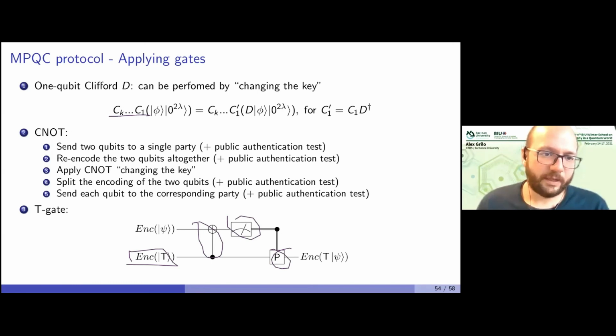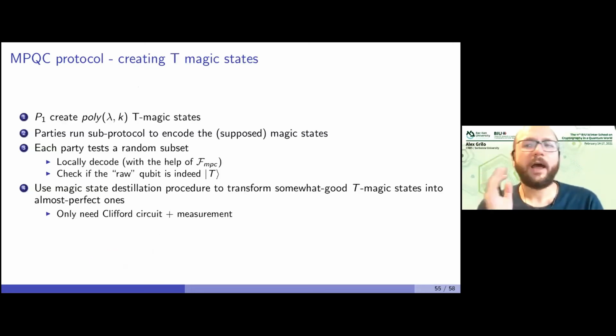Of course, the question here is how can you create these T magic states? And for that, we have a protocol. But I think I'm out of time, so I don't want to get into details. The idea is that you have one party to create the T states and the other one to test if these T magic states are indeed correct.